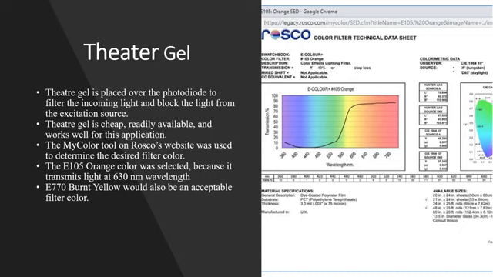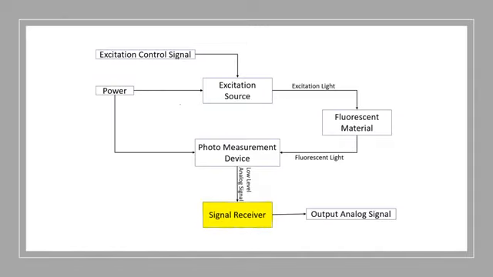And it came back with two results. We chose the E105 orange color because it transmits light at 630 nanometer wavelength, which is the peak fluorescent wavelength for rubipi. We also could have used the E770 burnt yellow, which would have been acceptable, but not given us the peak fluorescent wavelength. All right, let's take a look at the signal receiver.